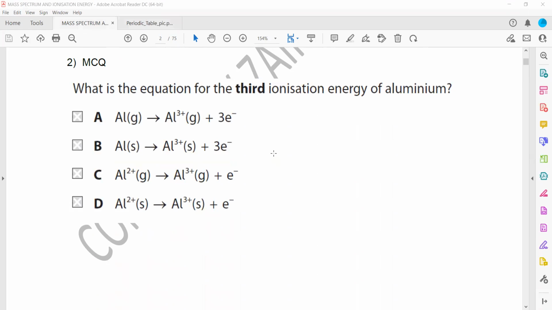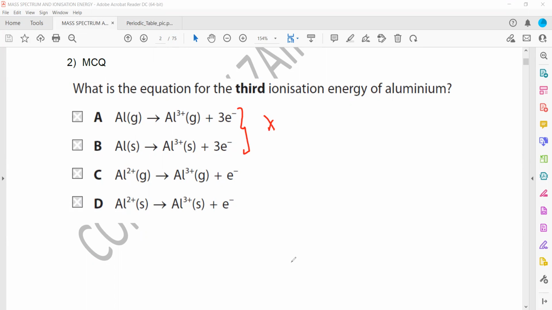Option C is the right answer. Then, what is the equation for the third ionization, like the energy needed to remove the third electron? So we already removed 2 and we have to remove the third. So here, these two are totally wrong. Why is this one wrong?